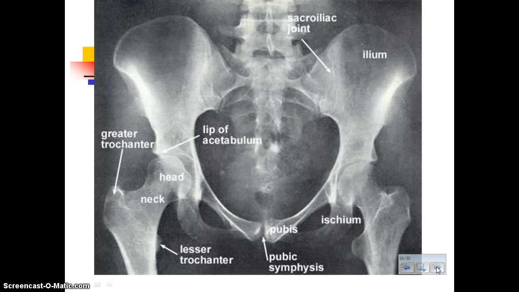An x-ray version, you can see some of the additional parts of the femur in here: the head of the femur, the neck, the greater trochanter, and the lesser trochanter. And you'll know those things by the end of next week.